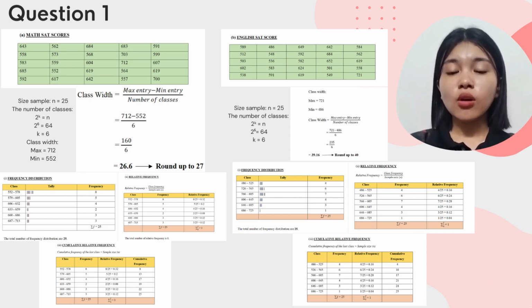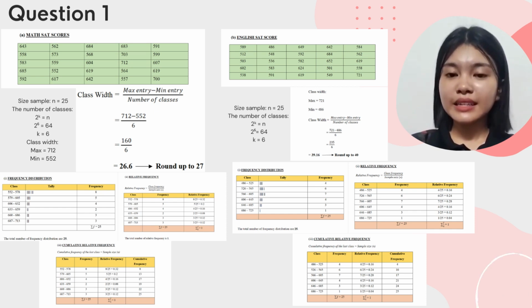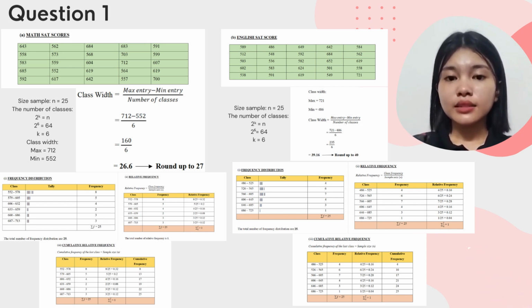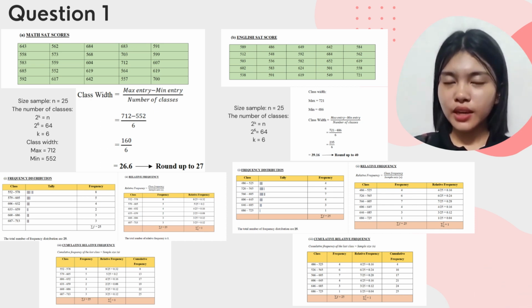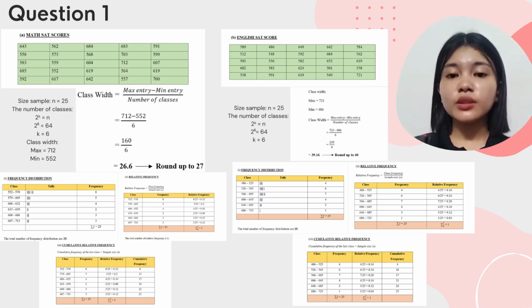To find the lower limit of the remaining 6 classes, add the class width of 27 to the lower limit of each previous class. The upper limit of the first class is 578, which is 1 less than the lower limit of the second class. The upper limits of the other classes are 578 plus 27 equals 605, 605 plus 27 equals 632, and so on.